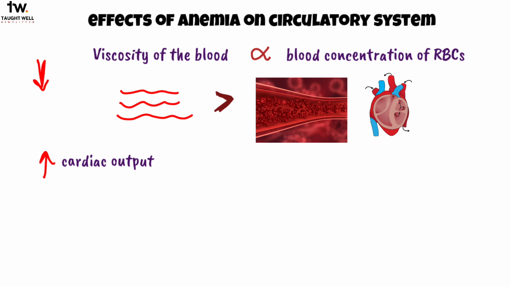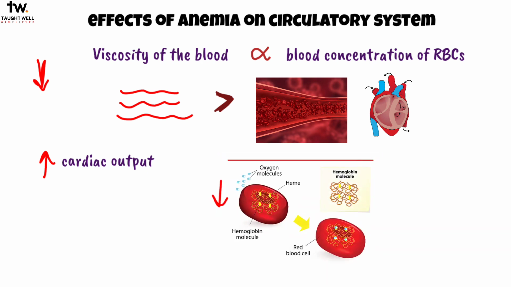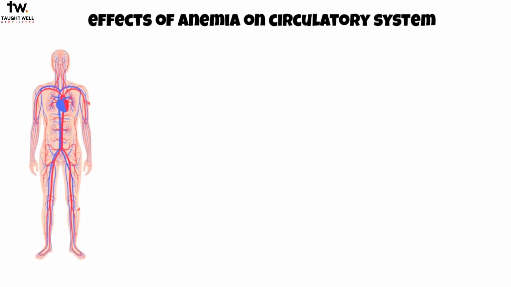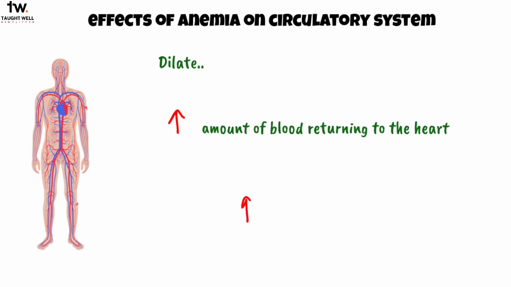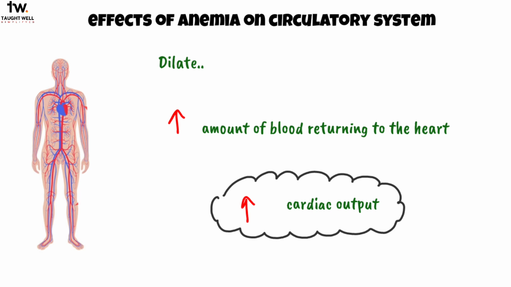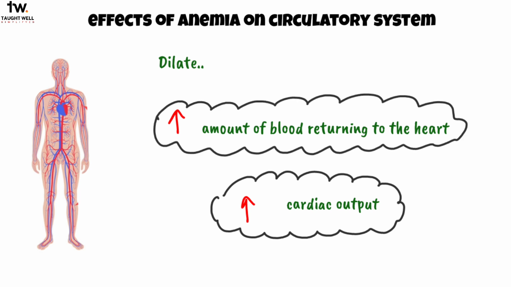In anemia, there is reduced transport of oxygen by the blood. This results in hypoxia. Hypoxia causes the peripheral tissue blood vessels to dilate, which further increases the amount of blood returning to the heart, causing a greater increase in cardiac output. So, we can now see that one of the major effects of anemia is greatly increased cardiac output as well as increased pumping workload on the heart.